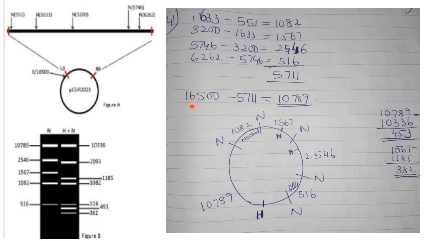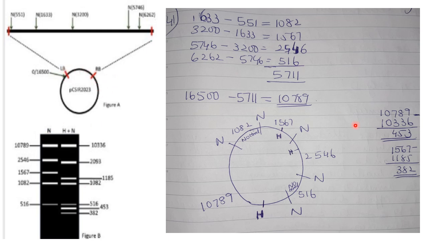Now subtract 5711 from 16,500, that is the size of your plasmid. So these regions got cut into pieces. What is the remaining portion? That portion will be 10789. So that is the case with the digestion with NCO1.